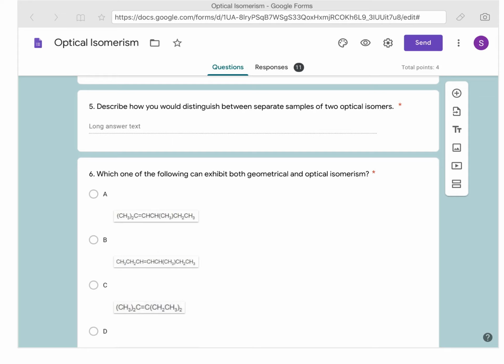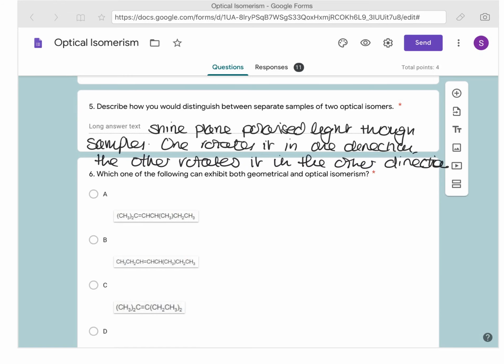So if you've got two optical isomers and you want to know which one's which, you shine plane polarized light through them, and one will rotate it in one direction and one will rotate it in the other direction. Beyond that, you don't need to know anything. You don't need to know what you would use, or what a polarimeter looks like. You just need to know that you would shine this light through, and one would rotate it one way and one the other way. There we go, so that's it. Shine plane polarised light through the samples, one rotates it one direction, one rotates it in the other direction.